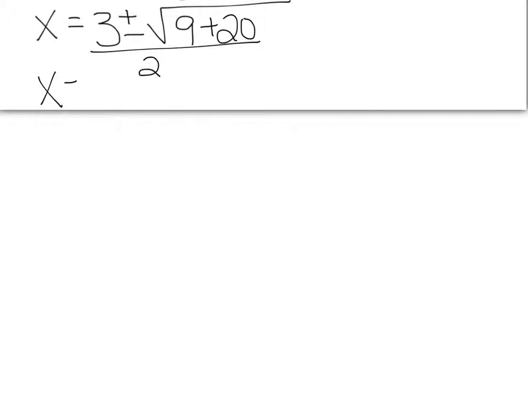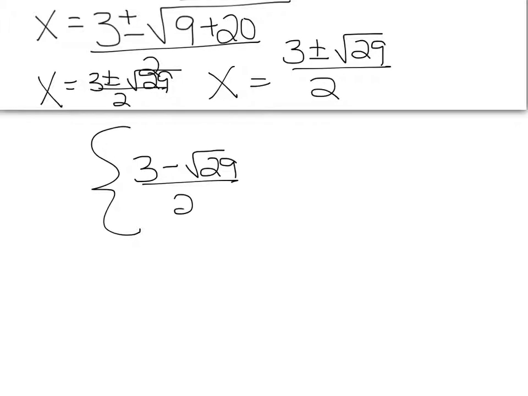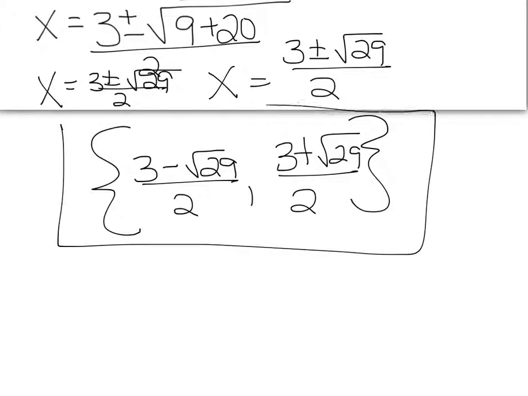So we have x equals 3 plus or minus the square root of 29 over 2. Let me write that again because you can't really see it very well. 3 plus or minus the square root of 29 over 2. There you go. Now, square root of 29 can't be simplified in any way, so we stop there, leaving me 3 minus the square root of 29 over 2, and 3 plus the square root of 29 over 2. And that is our answer.